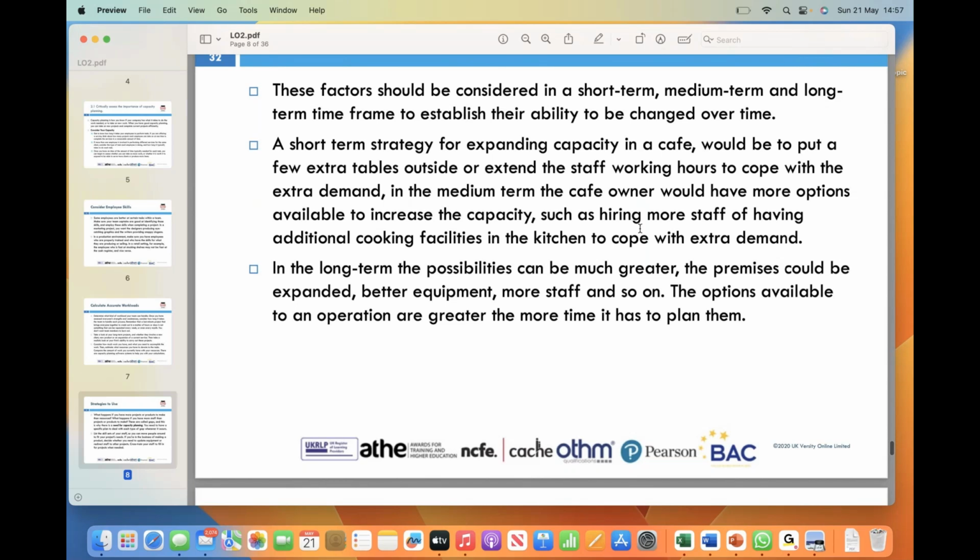Moving on to the medium term, the cafe owners will have more options available to further increase capacity. This could involve hiring more staff or introducing additional cooking facilities in the kitchen. This step would help the cafe handle a greater influx of customers and serve them efficiently.